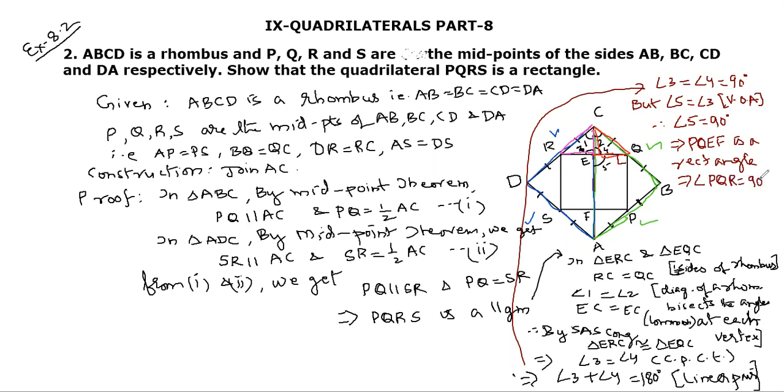And we have already proved that PQRS is a parallelogram, and one of the angles is 90 degrees. That means PQRS is a rectangle. PQRS is a rectangle. Hence proved.